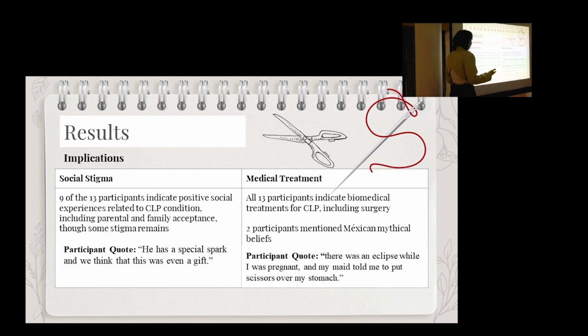In terms of medical implications, I found that all 13 participants indicate biomedical treatment, such as surgery, that is necessary. I did find 2 participants mention Mexican mythical beliefs, including the role of curanderismo. So one participant said, there was an eclipse while I was pregnant, and my maid told me to put scissors, basically in a cross, over my stomach. So we're seeing this repetition of curanderismo and the mythical traditional practices, even though it's interesting that all the participants are acknowledging biomedical surgery as well.